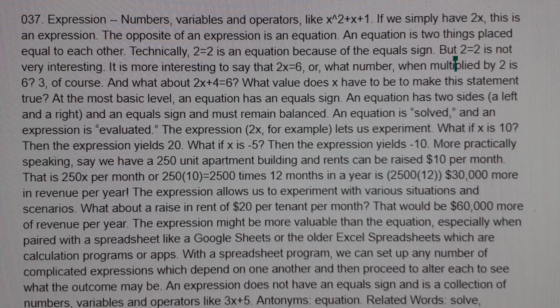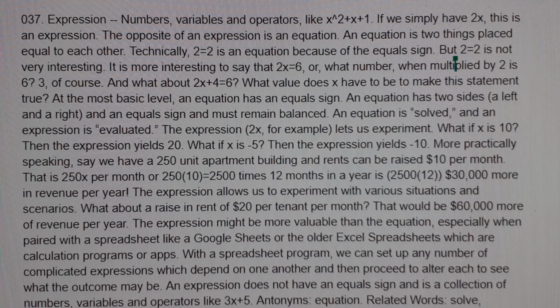The expression (2x, for example) lets us experiment. What if x is 10? Then the expression yields 20. What if x is negative 5? Then the expression yields negative 10.